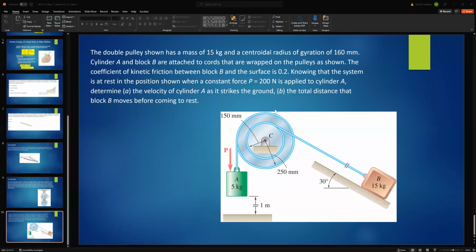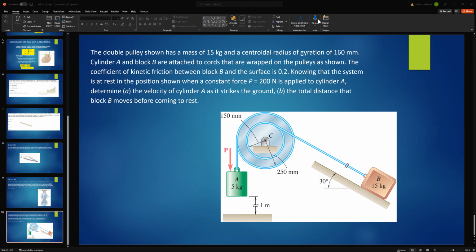And so you should be able to see the problem. I'm sharing the screen. It says the double pulley shown has a mass of 15 kilograms, and they're given the centroidal radius of gyration is 160 millimeters. And so whenever you see that, you know that you're going to use the I equals mk squared equation, where k is the radius of gyration and m is the mass.